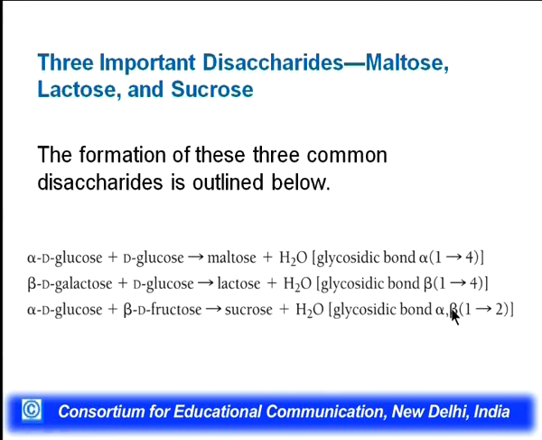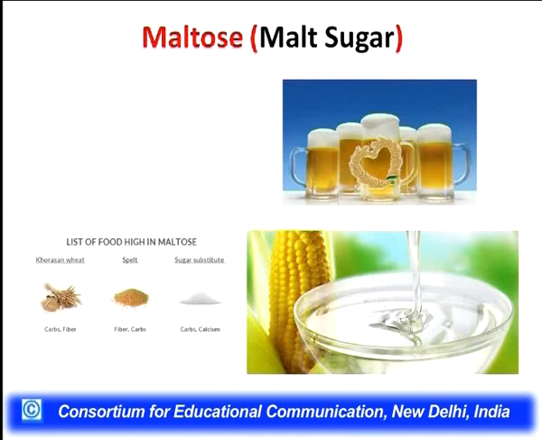So that means the configuration at glucose is alpha, and the configuration at fructose is beta. And the linkage is going to be between the first carbon and the second carbon, and both these carbons are anomeric carbons. So I'll quickly now revise what I mean by saying alpha and beta.